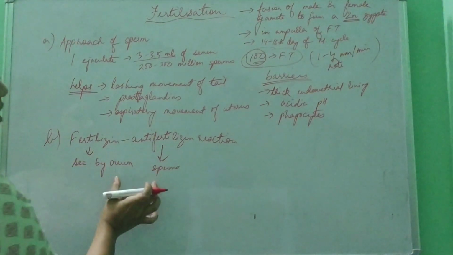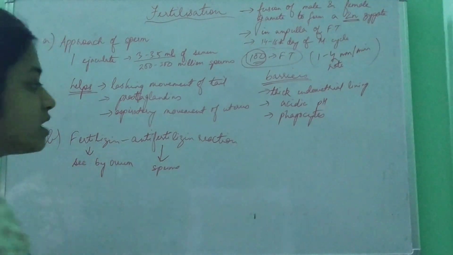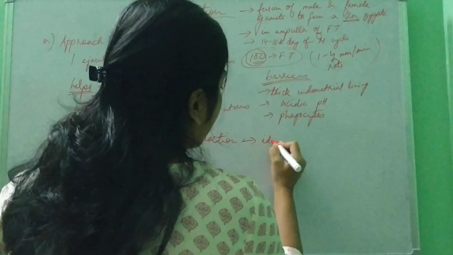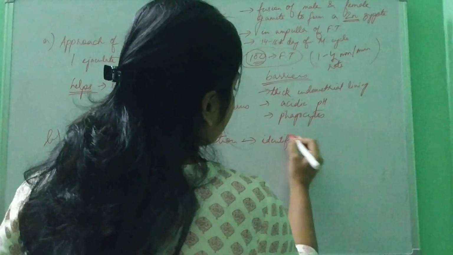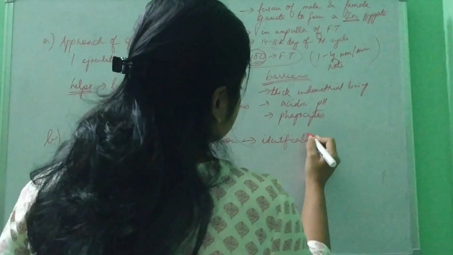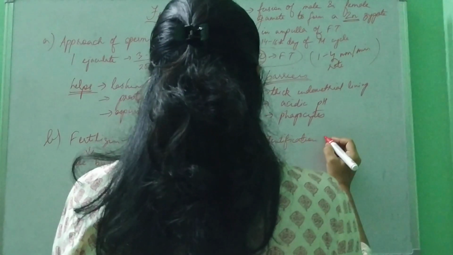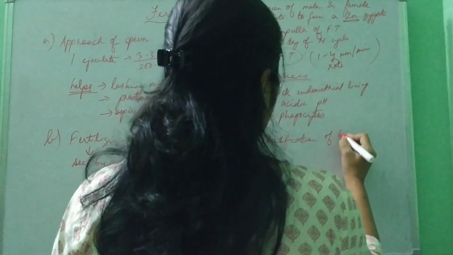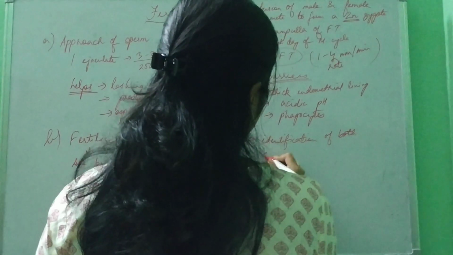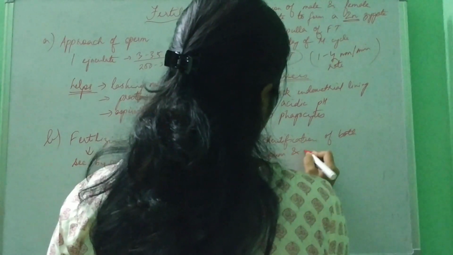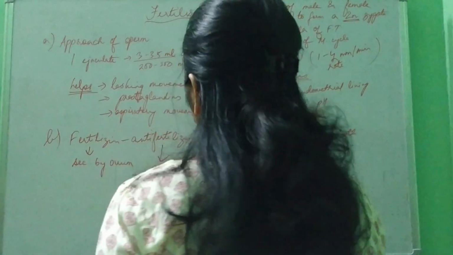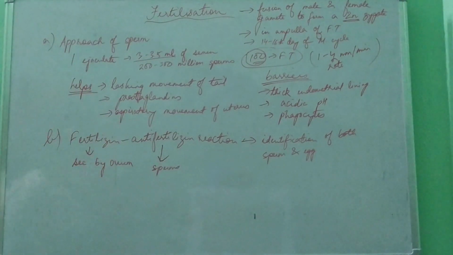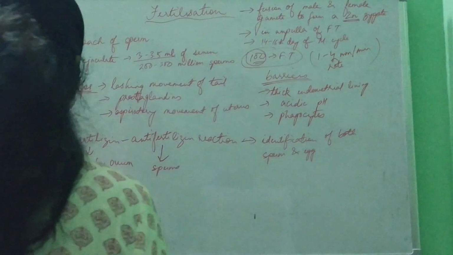So when these two get attached to each other, what does that mean? There will be identification. The sperm and the egg will identify each other. Identification of both sperm and egg. That is the fertilizin, anti-fertilizin reaction.